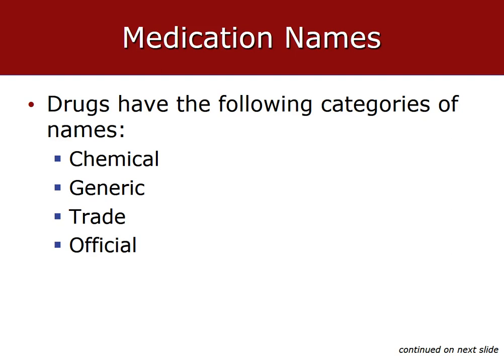The official name meets all the requirements of the U.S. Pharmacopeia or National Formulary and is given an official name. It is commonly the generic name followed by the initials USP or NF.